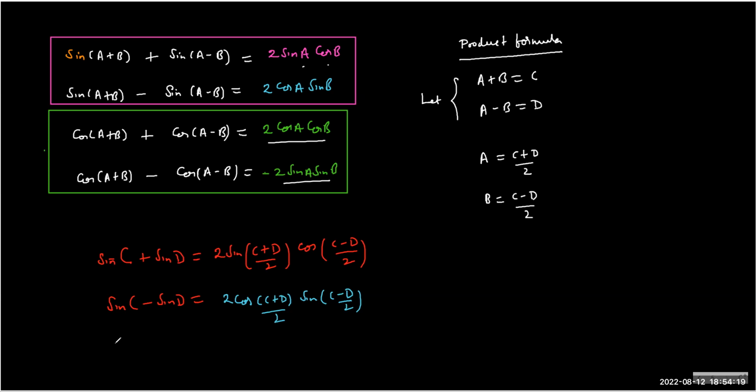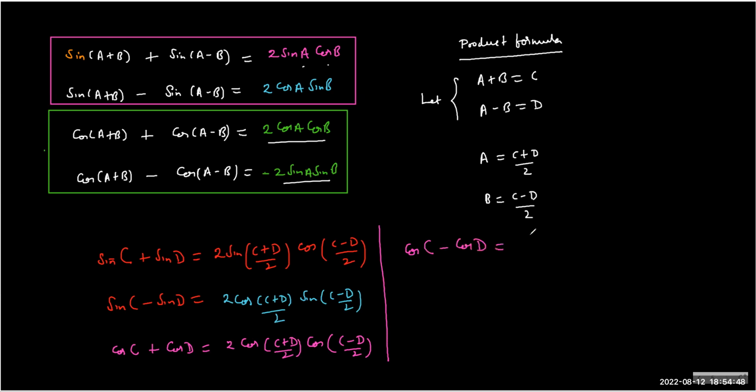Anyway, next formula is cos C minus cos D. Cos C plus cos D first. Two cos C plus D by two cos C minus D by two. Very good. It is cos and cos, right? And the last, cos C minus cos D. Minus 2 sine C plus D by 2 sine C minus D by 2. Correct.